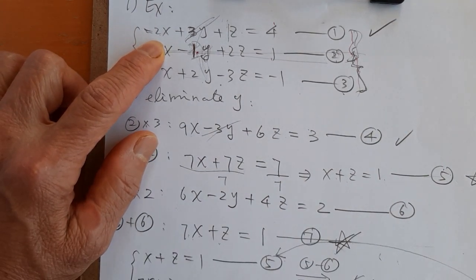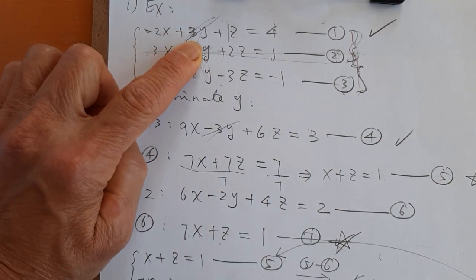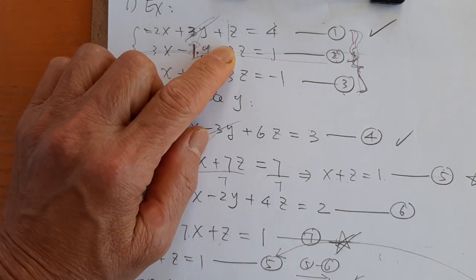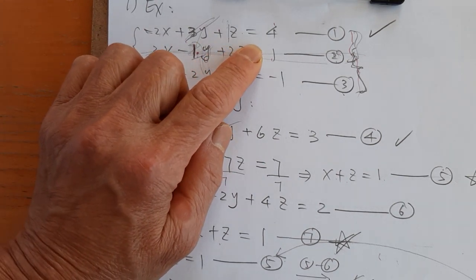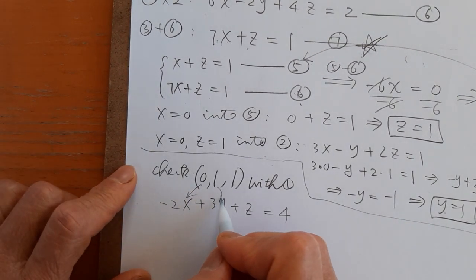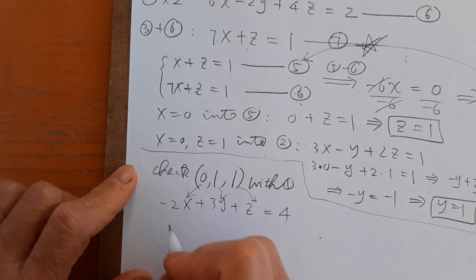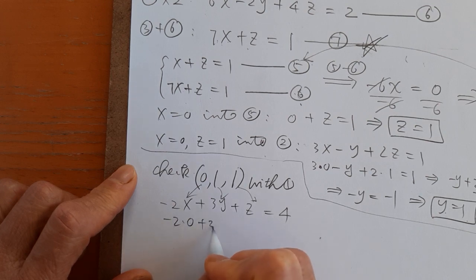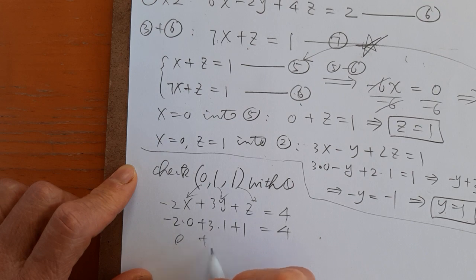First equation is negative 2x plus 3y plus z equal 4. You plug it in. 0 put in, 1 put in. So it's negative 2 times 0 plus 3 times 1 plus 1 equal 4. And this is 0 plus 3 add 1 equal 4. 4 equal 4. It's checked.